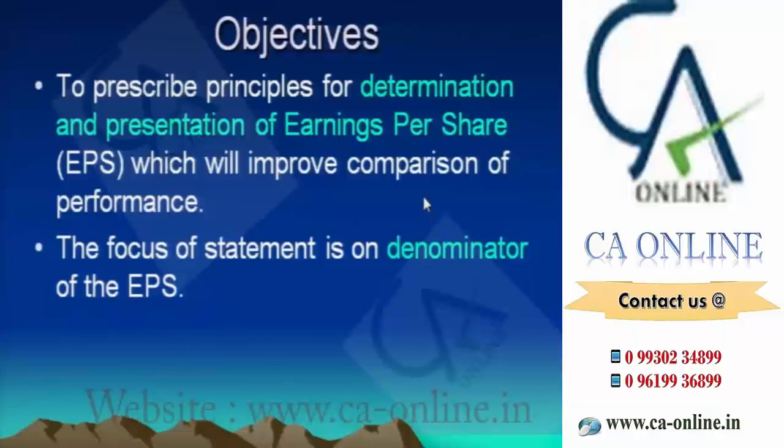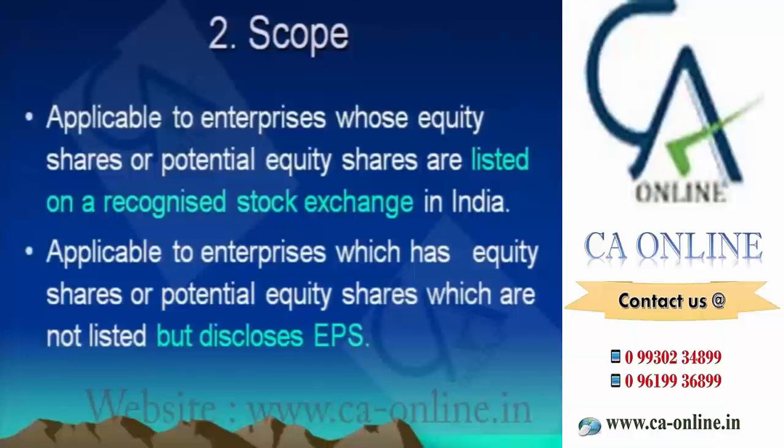What is the objective of AS 20? The objective is, as I said, to help you to learn how to determine the EPS and how to present the EPS. Okay, so determination and presentation of EPS, which will improve comparison of performance. The focus of the statement is on the denominator of the EPS. What is written in the denominator of the EPS calculation? Number of shares. So you will say that maximum space has been devoted to calculation of number of shares, because the number of shares keeps on changing during the year for different reasons.